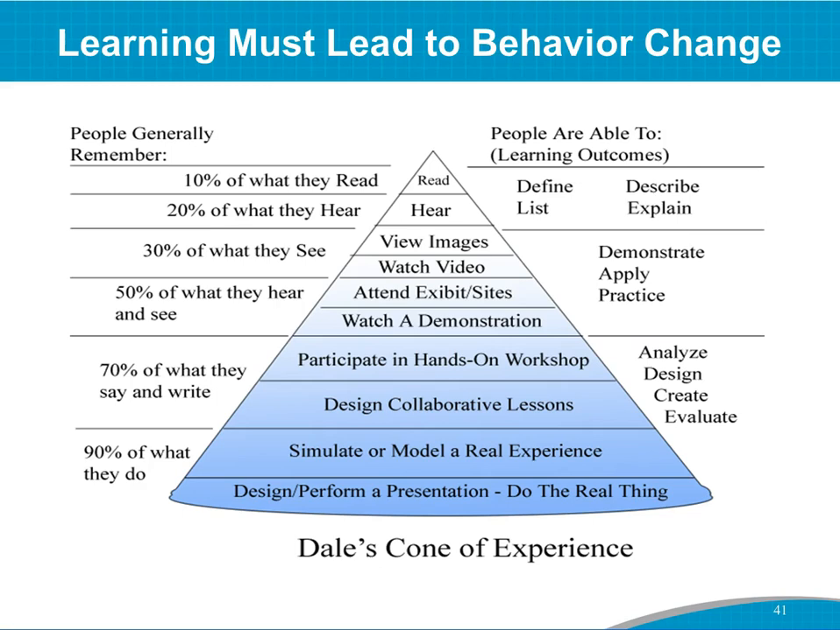So the thing that is really important is that learning must lead to a behavior change. So Dale's cone of experience talks about, at the top of the cone, if people just read something, they may remember 10% of what they read, 20% of what they hear, 30% of what they see, 50% of what they hear and see, 70% of what they say and write, and 90% of what they do. So what I'm hoping is that by the time we're finished, you'll have remembered a good deal of what we've talked about, and we'll be able to use it in your own institution.